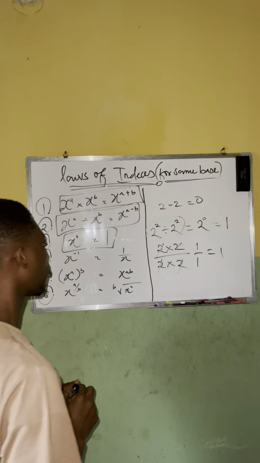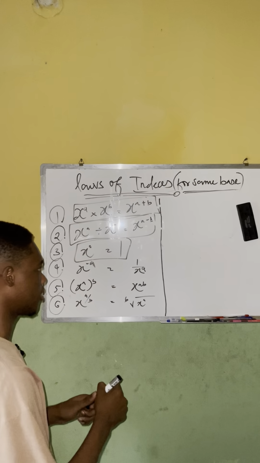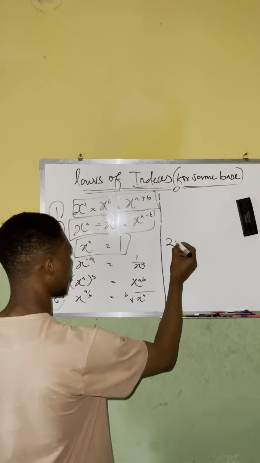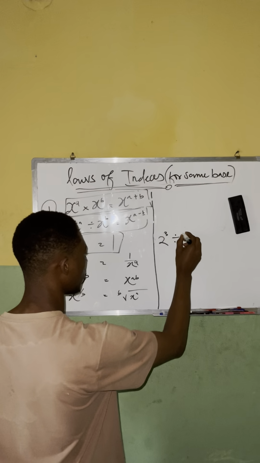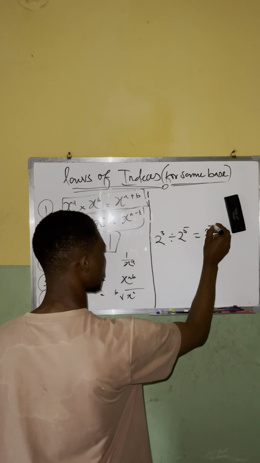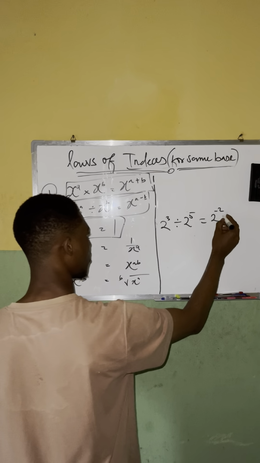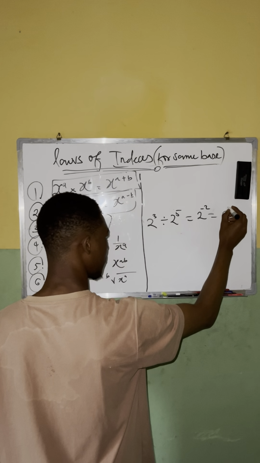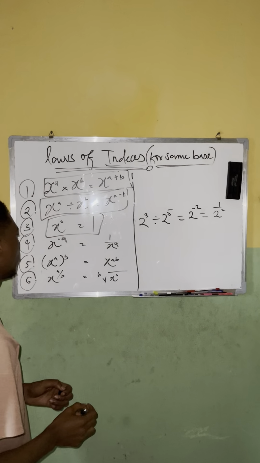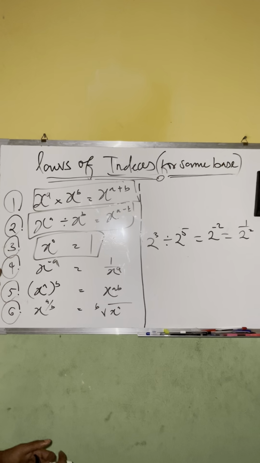We go to the fourth one. For the fourth one, the same way, I'm going to use numbers again. Let's use 2 again. Use 2 raised to the power 3 divided by 2 raised to the power 5. It's going to give you something like this, 2 raised to the power minus 2. And to know why this gives you this, 1 over 2 raised to the power 2, according to the fourth law, we go back to first principle as usual.